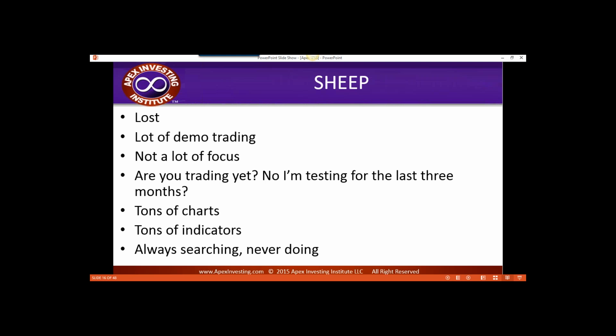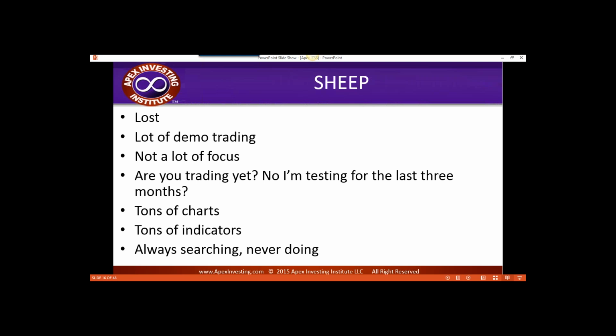Sheep trader is just lost. They are all over the place. They do a lot of demo trading, which is good, but they don't have a lot of focus. All right, and I can recognize these people pretty easy. These are the people that have been with us for like 3 or 4 months, and they ask a question in the forum or something, and I say, okay, well, how's trading going for you? Well, I haven't traded yet.